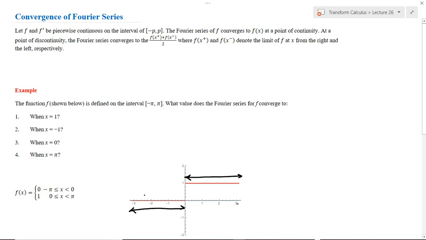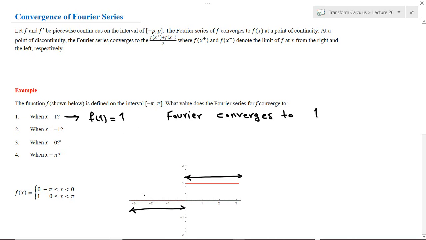At x equal to 1, we are at this point, and the function is continuous there. As a result, based on the definition, the Fourier series approaches the value of the function at x equal to 1. So in this case, the Fourier series converges to f(1), and f(1) is in the second range, so f(1) is equal to 1. As a result, when x is equal to 1, the Fourier series converges to 1.